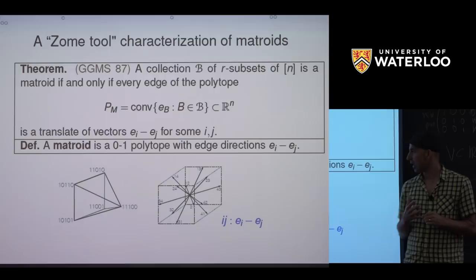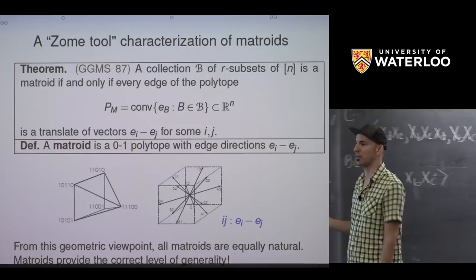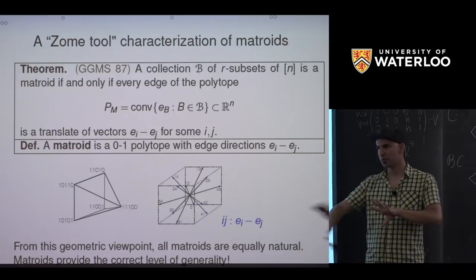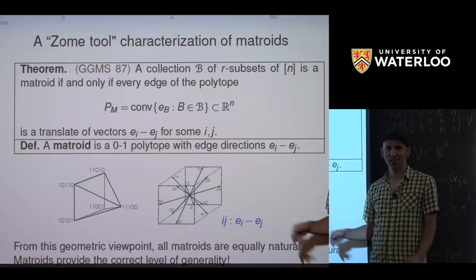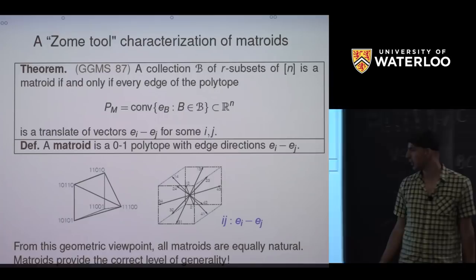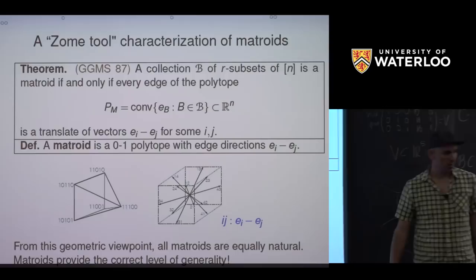The point that I want to make about this is that this theorem doesn't care if the matroid is linear or not. Okay? Under this characterization, linear matroids are just as natural as nonlinear matroids. And if you want a theorem like this to be true, then dealing with nonlinear matroids, I think, is not an expensive price to pay for something so beautiful. Okay? So this is a classification of matroids.